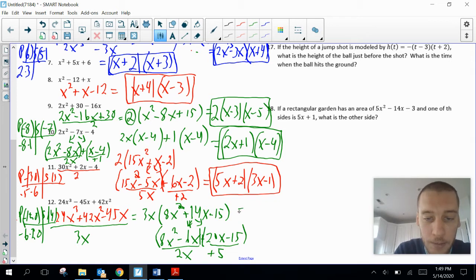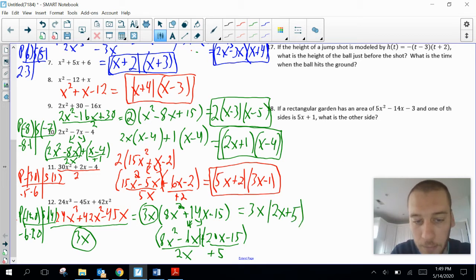So my final answer will be my GCF. Don't forget this. That's got to go in front. So my GCF, which is 3x. And then my two GCFs I pulled from my groups, 2x plus 5. Pen is kind of jacked up. And what's left over, better match.